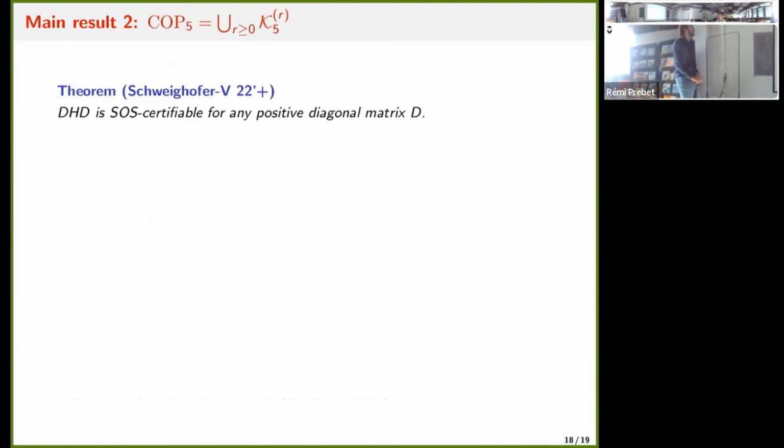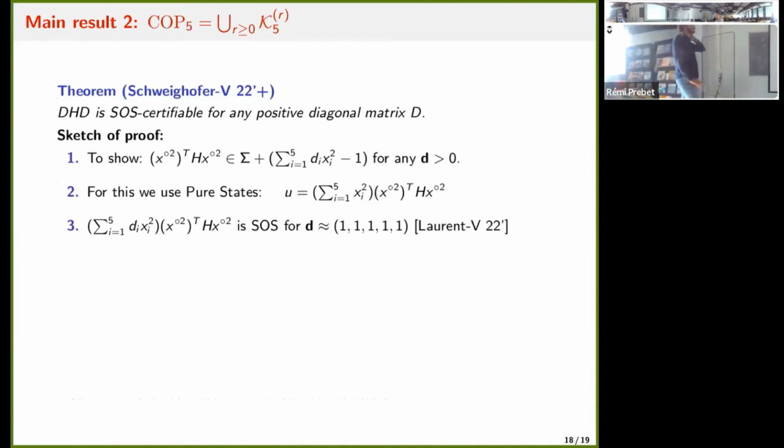Okay, and let me finish with the other results. So we can show, also using the theory of pure states, that every diagonal scaling of the Horn matrix is SOS certifiable for any positive diagonal matrix D. We can reformulate this statement by rescaling the variables. What we want to show is that the associated polynomial of the Horn matrix belongs to this preordering, but now not the preordering of the sphere, but the preordering of the ellipsoid, or any ellipsoid with positive coefficients. And for this, we use pure states.